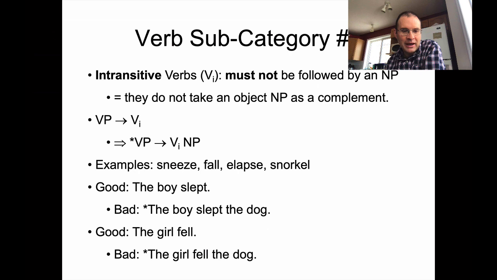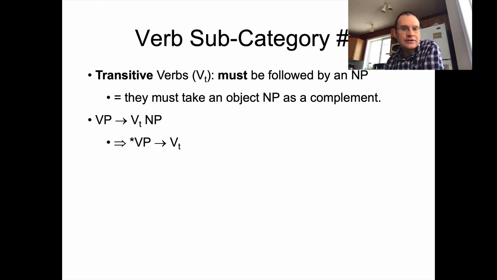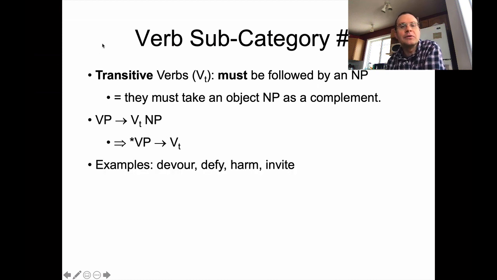So here's a couple other bad examples, like the girl fell, but the girl fell the dog. That doesn't work. So these are intransitive verbs, and the other side of that equation is transitive verbs. So these are verbs that have to take an object NP as the complement in their verb phrase. So if you want to write out the rule for these, you can write it out with a V sub T here, where V sub T is the head of the verb phrase. So you have to have a noun phrase complement here. You can't just have a bare transitive verb by itself. If you do, it sounds bad.